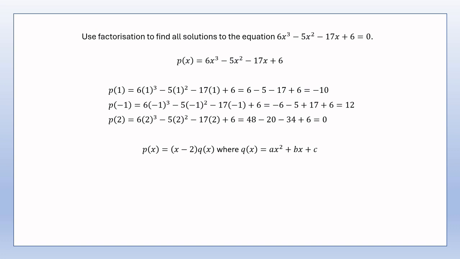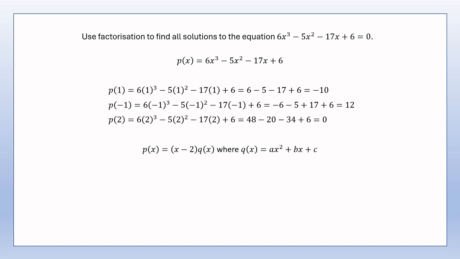How do I know? I'm considering what I would get if I expanded out the expression x minus 2 times ax squared plus bx plus c. In particular, I know that I would get a term ax cubed and a term minus 2c. And since this must be identically equal to 6x cubed minus 5x squared minus 17x plus 6, then ax cubed must be equal to 6x cubed, and so a is equal to 6, and minus 2c must be equal to 6, giving c equals minus 3.